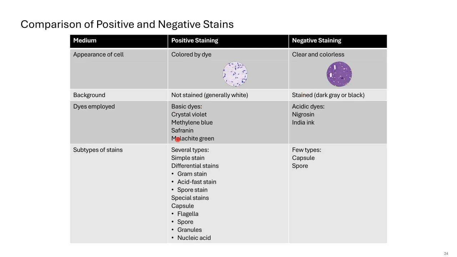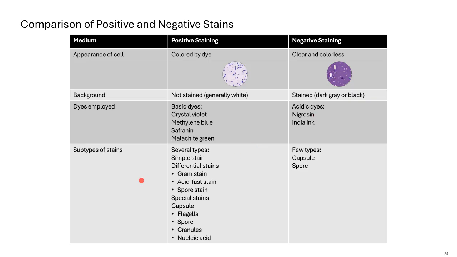Positive staining, these are all examples of really common dyes that we use, like crystal violet, methylene blue, malachite green. These are all dyes that we use for positive staining. For negative staining, you have these acidic dyes. One is called nigrosin, one is called India ink.